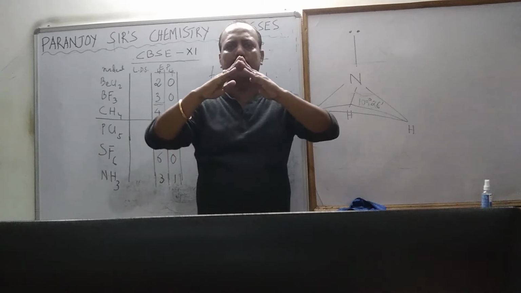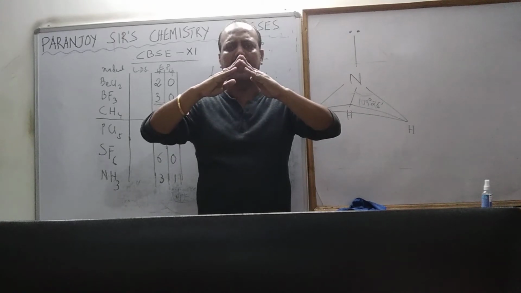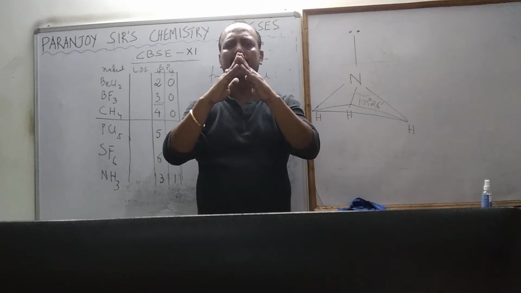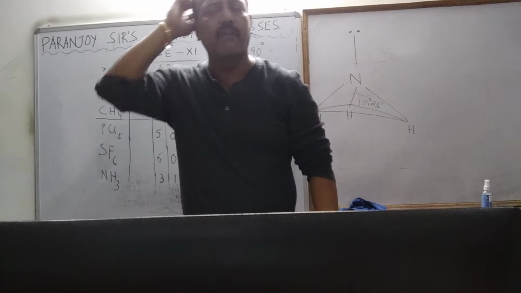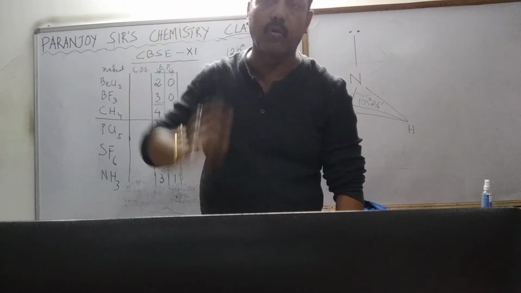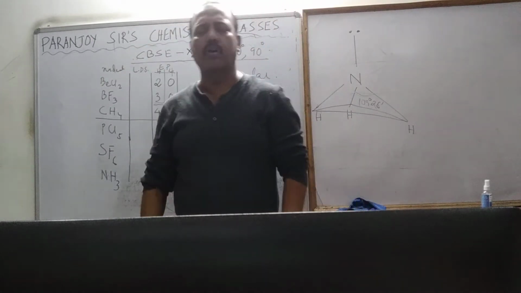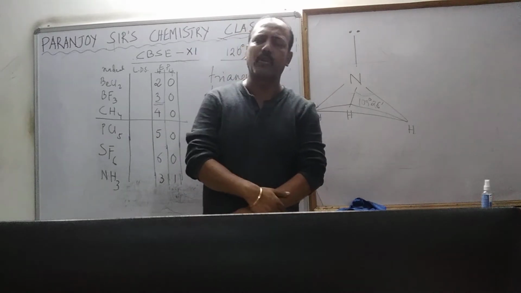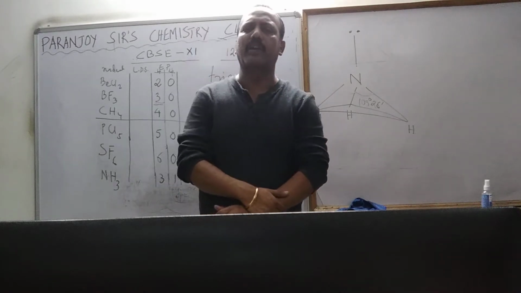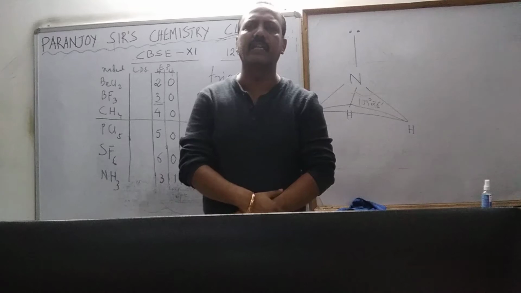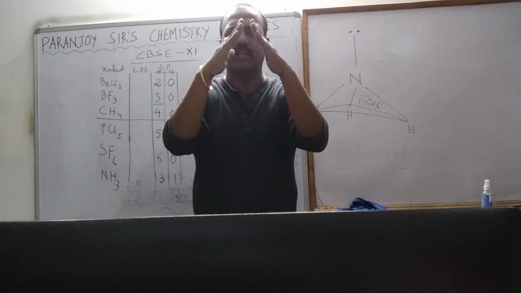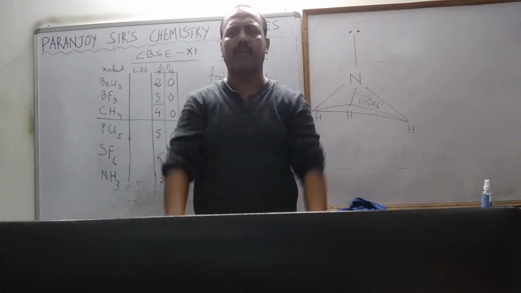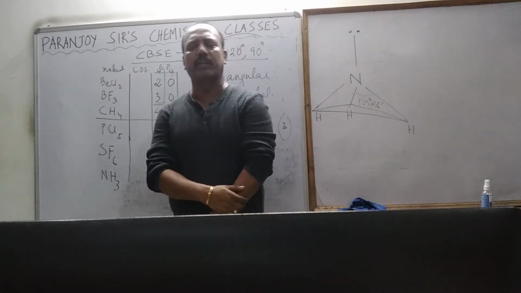So what will happen to the angle? It is expected to be this, but it is found to be less than this. Why less than this? Because of the bond pair, lone pair repulsion. Whatever is the expected angle, that is 109 degree 28 minutes, it is found to be less than that. It is squeezed. You can understand that. It is squeezed because of the bond pair, lone pair repulsion.